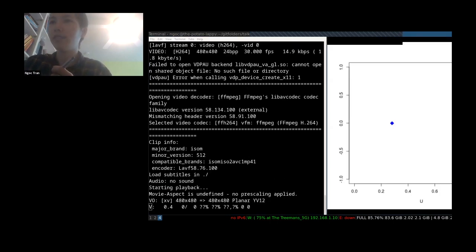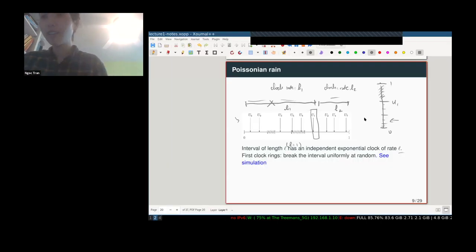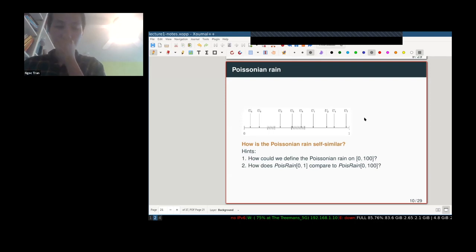If I do it again, it looks like this. After a while, I get a bunch of points on 0, 1, and this partitions my interval into a random fractal. The excitement is to do this in higher dimensions, but I think the analysis is much easier in dimension 1. This is called a Poissonian rain.